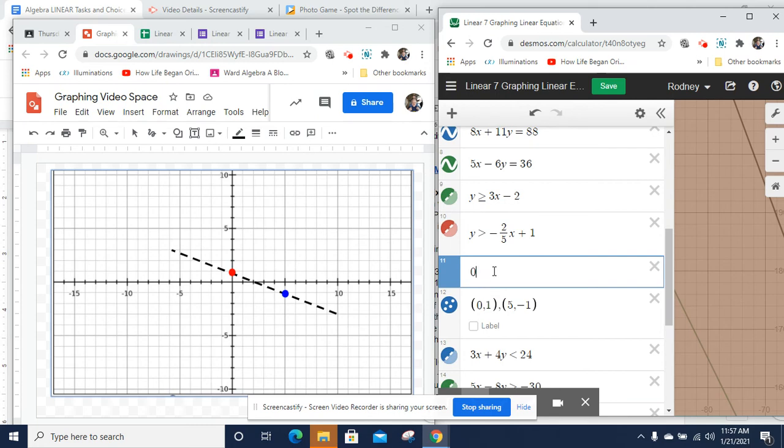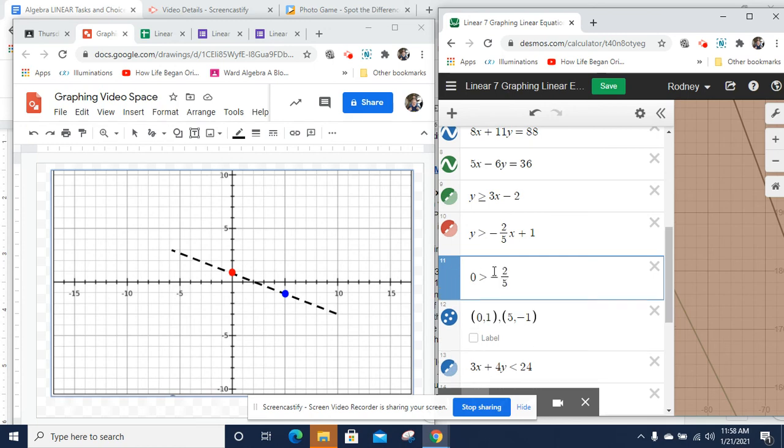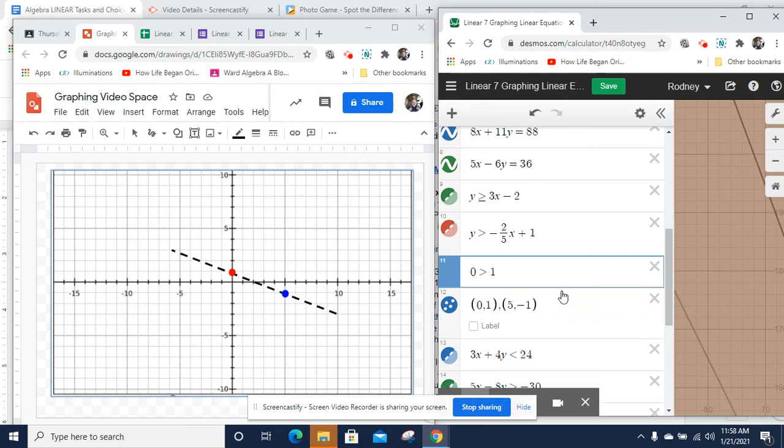Now it's going to be 0 is greater than negative 2/5 times 0 plus 1. In both cases, it worked. Now, negative 2/5 times 0 is just nothing. And now we're saying 0 is greater than 1. So now, with this new inequality, y is greater than the line negative 2/5 x plus 1, 0, 0 is not part of the solution.